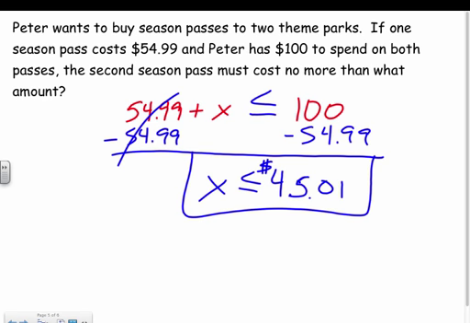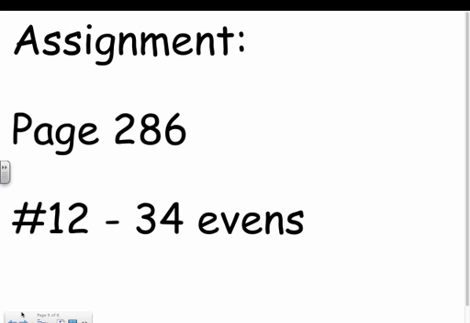So if I would have just written 45.01, now I'm thinking, oh, that second ticket has to cost that. Well, it doesn't have to, right? My ticket could have been $30 and I'd still be fine. So it's better to have an inequality to represent that situation because one answer doesn't apply. All right, there you go. Like I said, use your same inverse operation rules like you did for equations, except you just have inequality symbols.